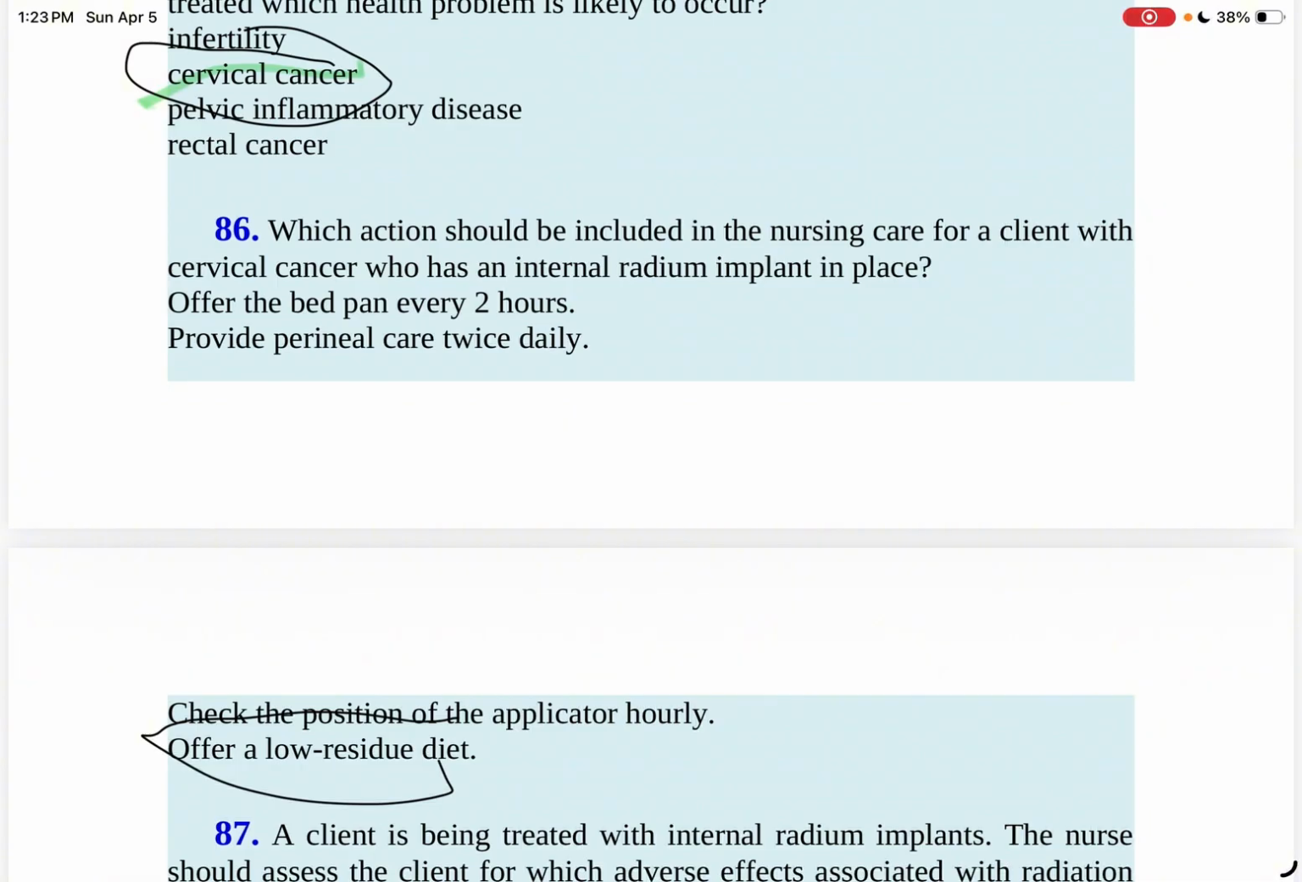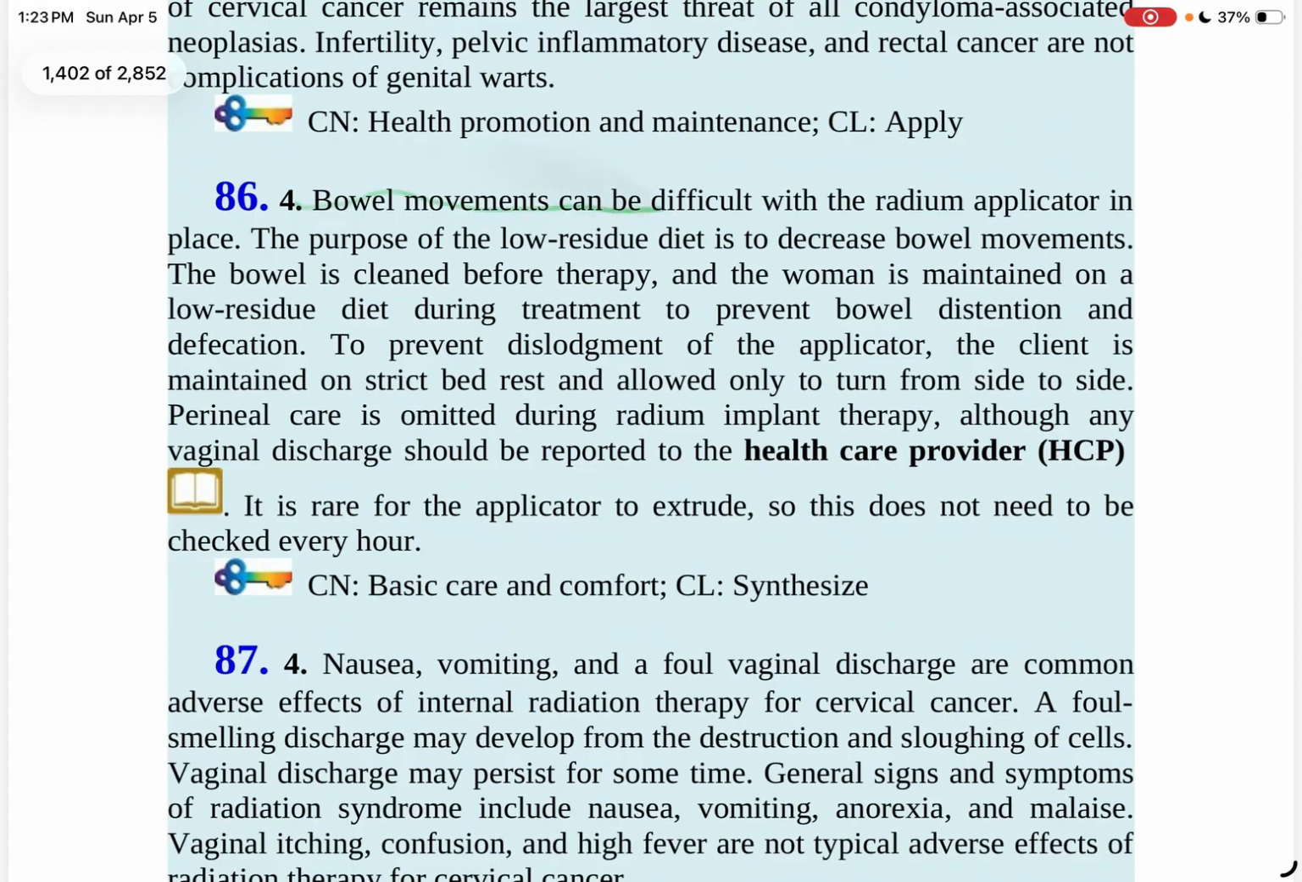Internal radium implant in place. Which action should be included in the nursing care for a client with cervical cancer who has an internal radium implant in place? Offer a low residue diet. Why a low residue diet? Because the client has an internal radium implant in place for cervical cancer. Bowel movements can be difficult with the radium applicator in place. So the purpose of a low residue diet is to decrease bowel movements.